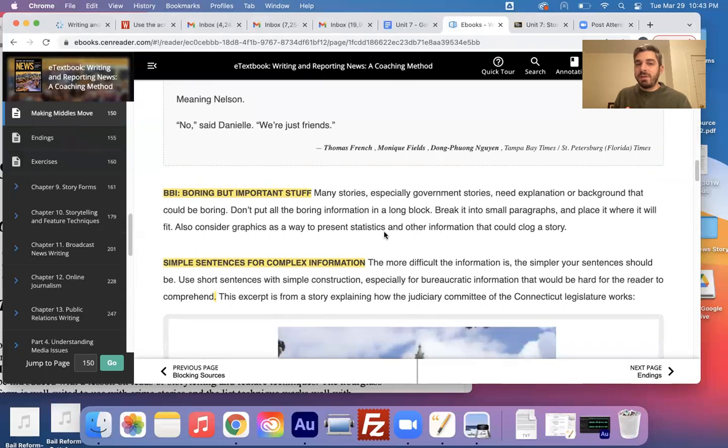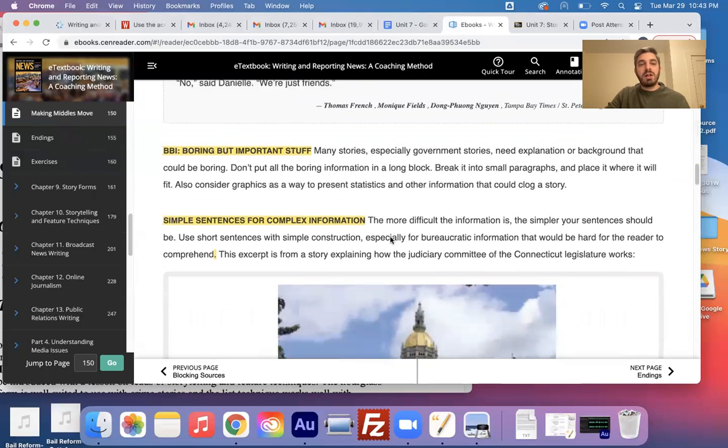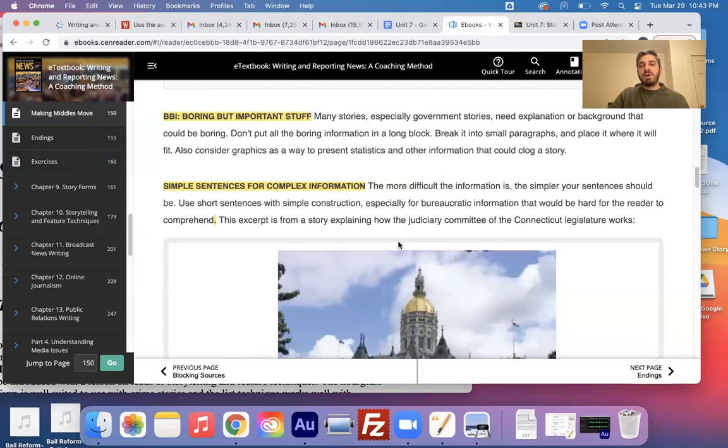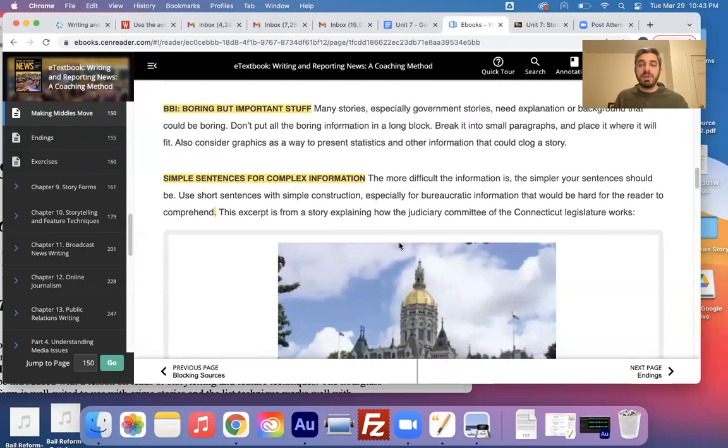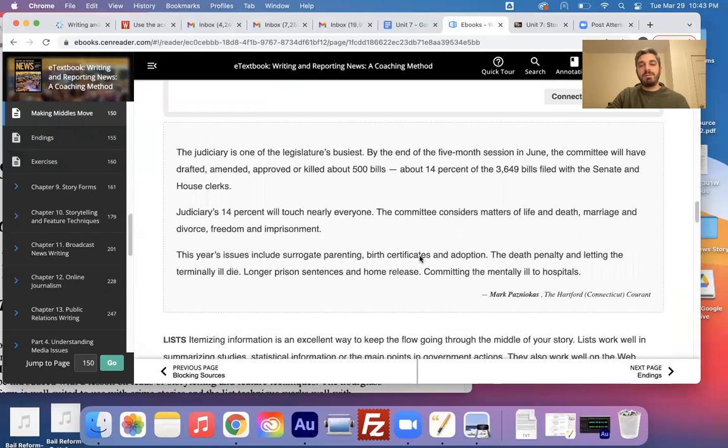Boring but important stuff. Many stories, especially government stories, need explanation or background that could be boring. Don't put all the boring information in a long block. Break it into smaller paragraphs and place it where it will fit. Also consider graphics as a way to present statistics and other information that could clog a story. Simple sentences for complex information. The more difficult the information is, the simpler your sentences should be. Use simple sentences with simple construction, especially for bureaucratic information that could be hard for the reader to comprehend.